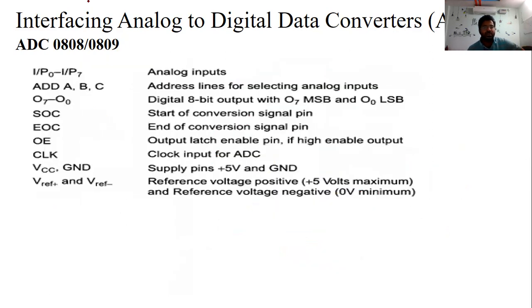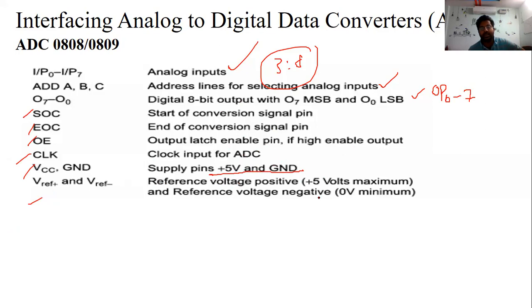Now see this. These are the analog input ports, the 8 lines, with the 3:8 select. Then these are the output lines, output 0 to 7. So SOC start of conversion, end of conversion, output enable, clock, VCC and ground. The power supply given is 5 volts and ground. Then V reference plus and V reference minus. V reference means 5 volts maximum, and V reference negative is 0. So 0 to 5 volts.